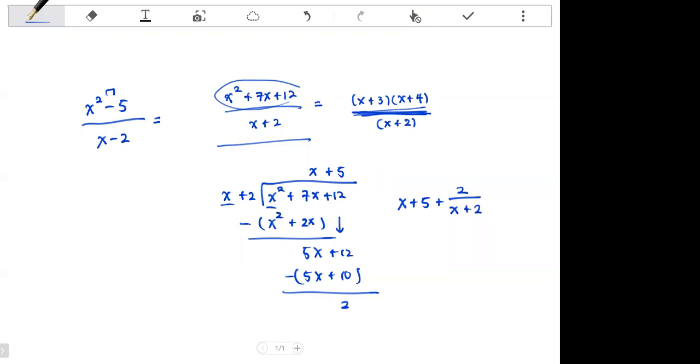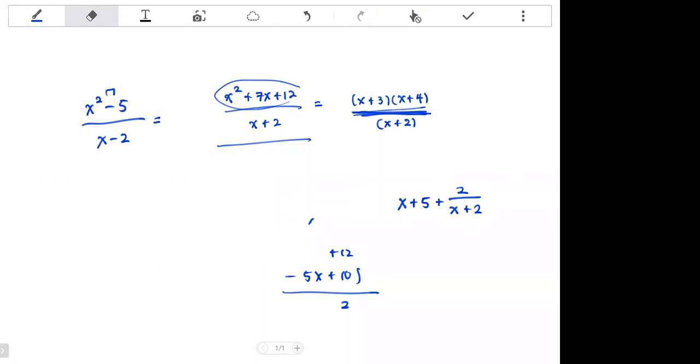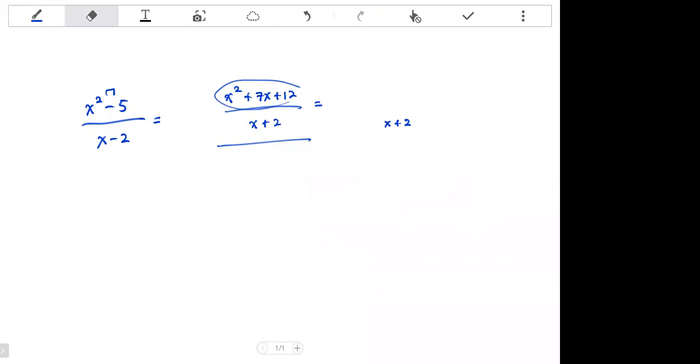Okay? Let's move on to the next question. Our next question is x squared. Okay, so this question is like this question where we don't have a middle term, over x plus 4.